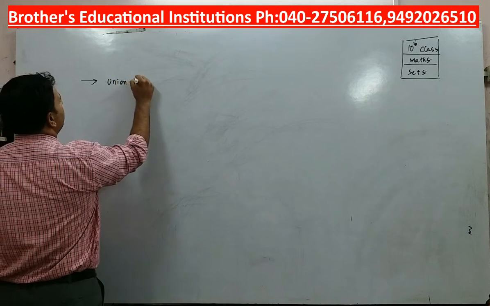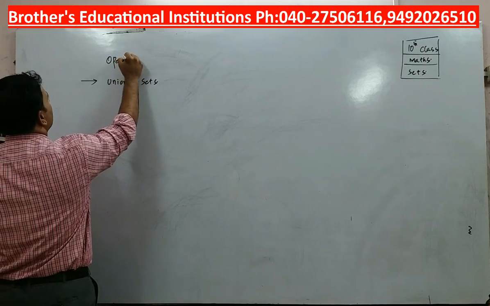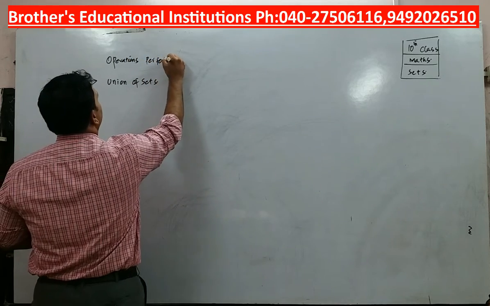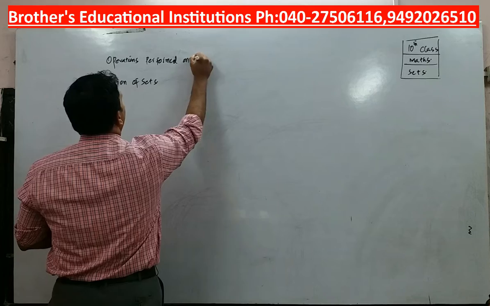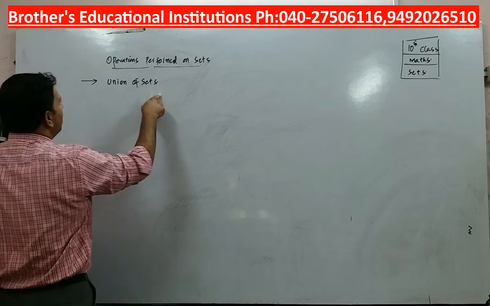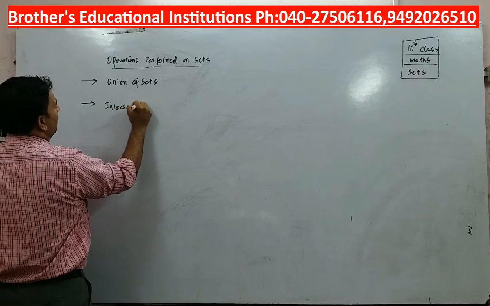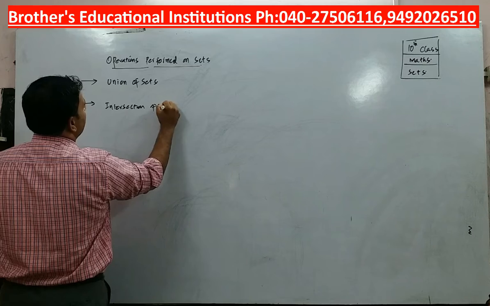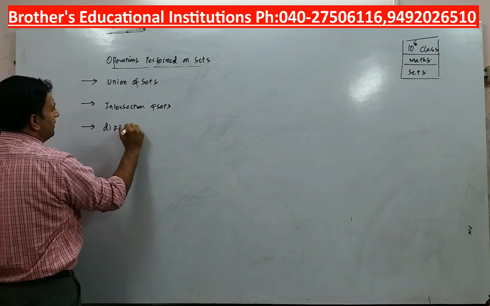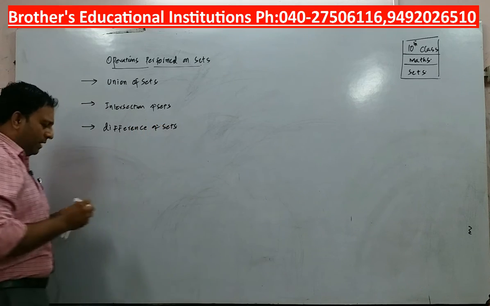Union of sets, right? Let me write the heading for you. Operations performed on sets. All right. The first operation is union of sets. The second operation is intersection of sets, and the third operation is difference of sets. So let me be clear with you.